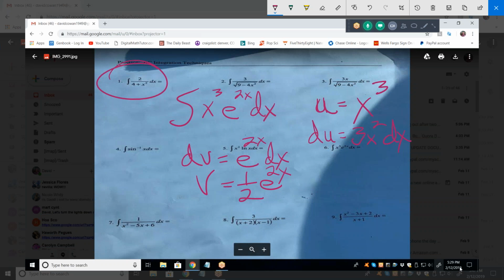Okay, so what's our final answer? The uv minus all the other stuff? Yeah, uv minus the integral of v du. So x cubed is u, and v is 1/2 e to the 2x. So there's uv minus the integral of v du, so that would be 1/2 e to the 2x times 3x squared dx.